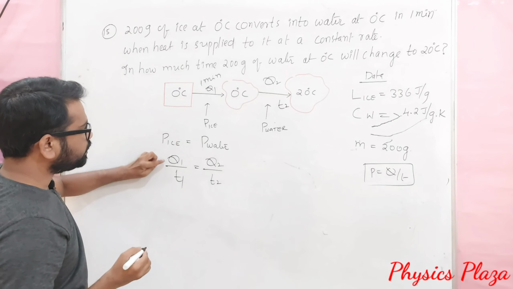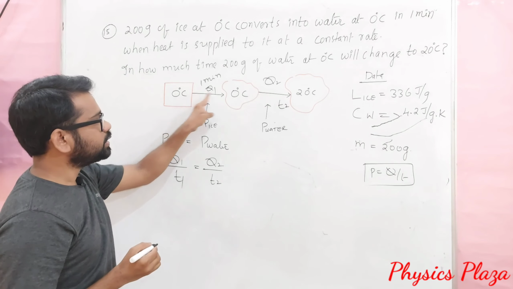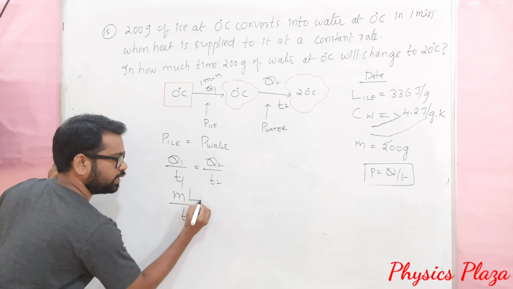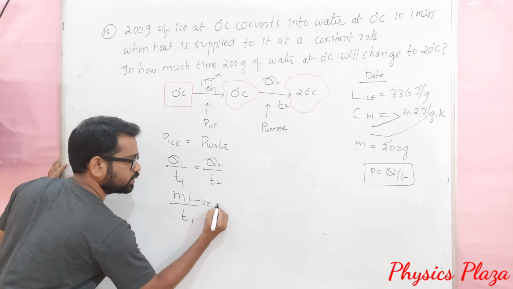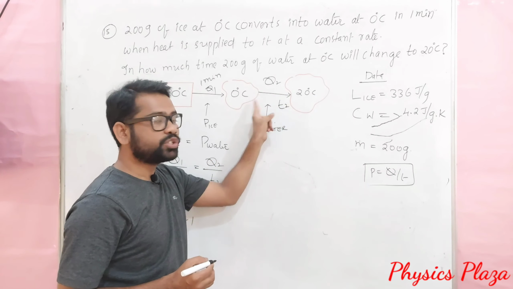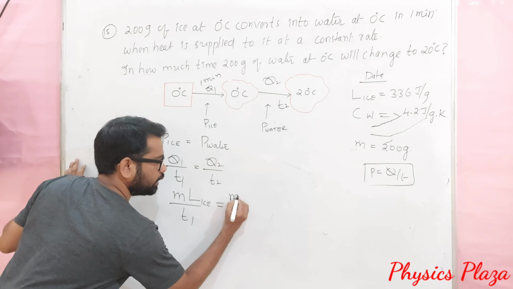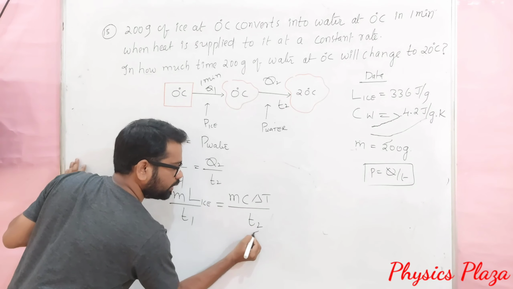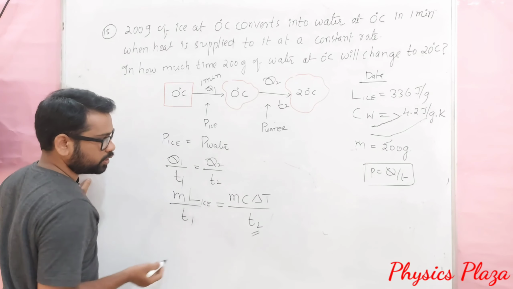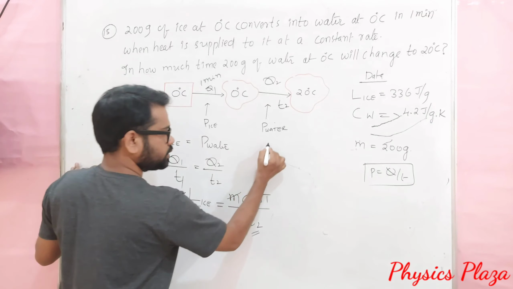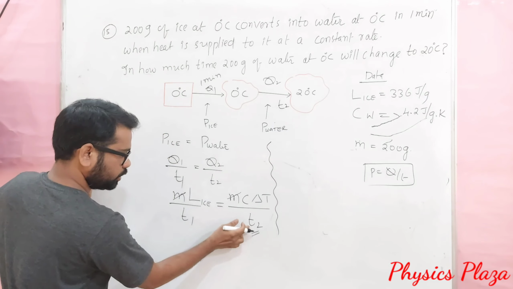So, how to calculate Q1 here? Children, there is no change in temperature, there is a change in state. So, we use mL by T1, where L is the specific latent heat of fusion of ice. So, what is Q2 here? There is a change in temperature, but there is no change in state. So, we use mC delta T by T2. Actually, T2 is to be calculated. Children, before substituting the values, m gets cancelled. So, let us interchange the terms. We have to calculate T2.